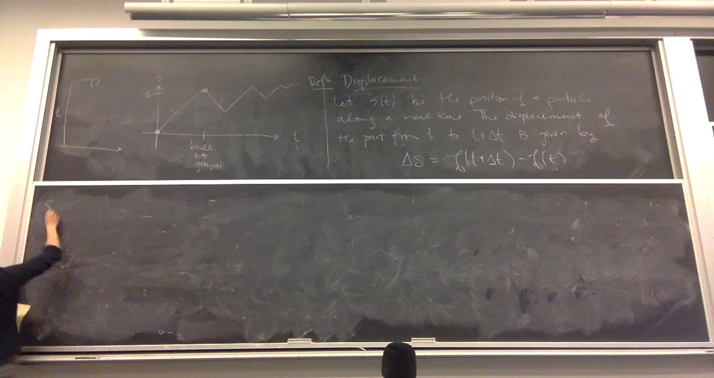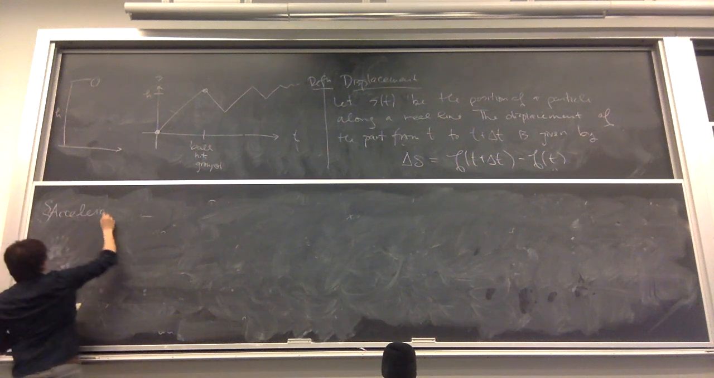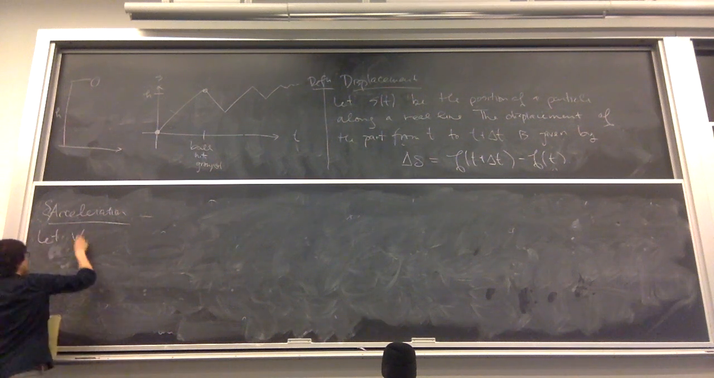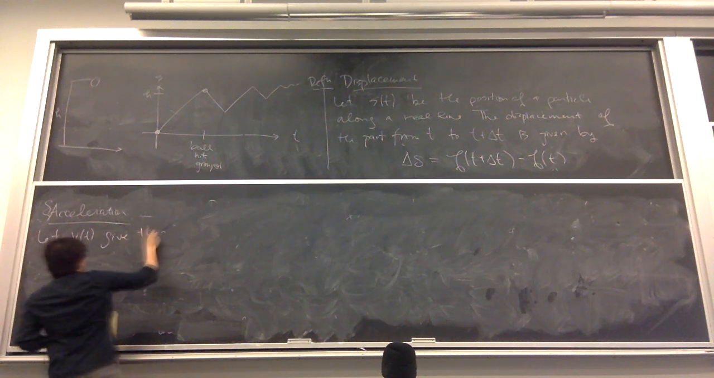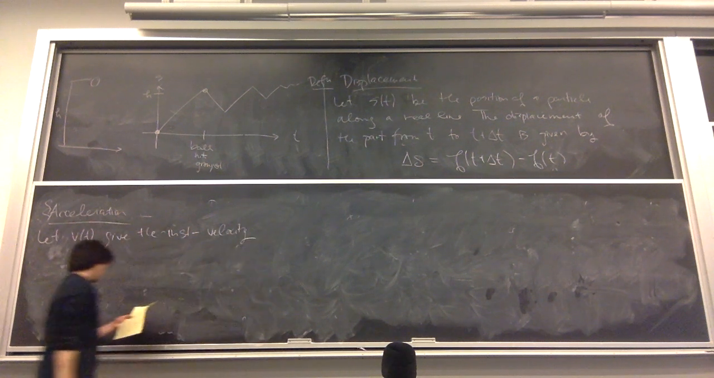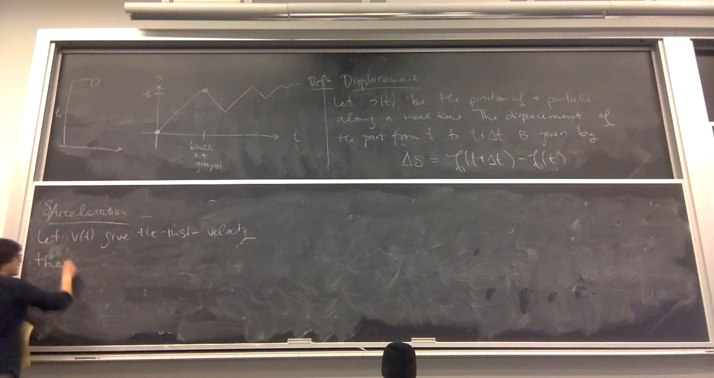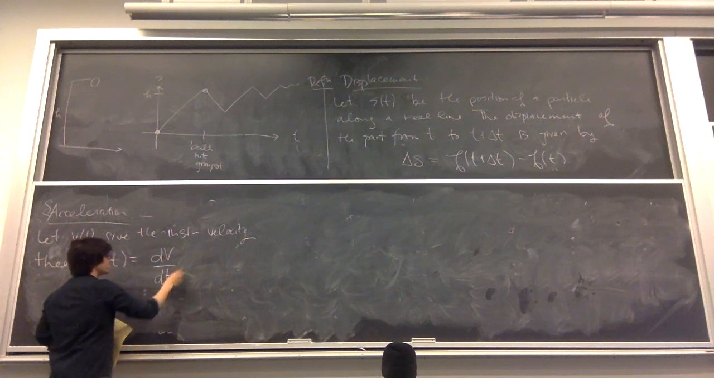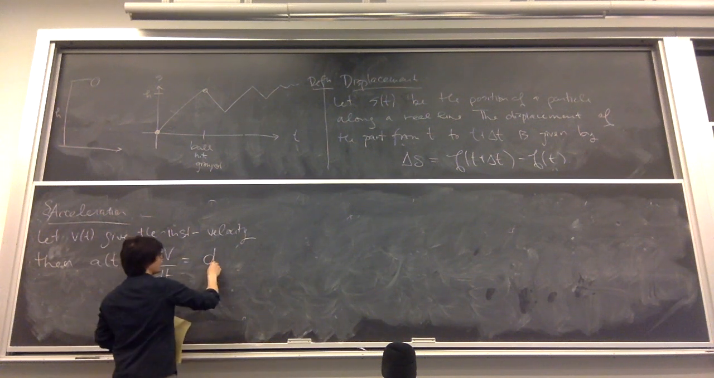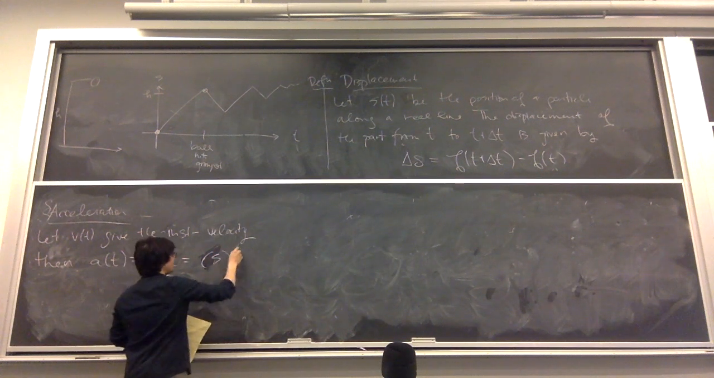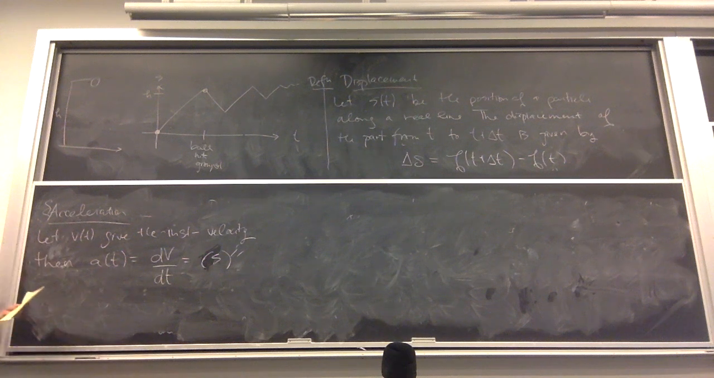So I'm just going to finally mention acceleration. Let v(t) give the instantaneous velocity. Then the acceleration a(t) is equal to the instantaneous change in velocity, which is actually the second derivative of s with respect to time. So this gives acceleration.